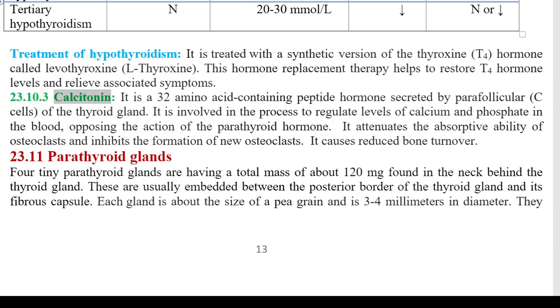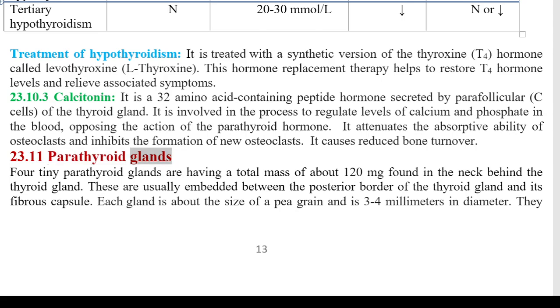23.10.3 Calcitonin. It is a 32 amino acid containing peptide hormone secreted by parafollicular C cells of the thyroid gland. It is involved in the process to regulate levels of calcium and phosphate in the blood, opposing the action of the parathyroid hormone. It attenuates the absorptive ability of osteoclasts and inhibits the formation of new osteoclasts. It causes reduced bone turnover.